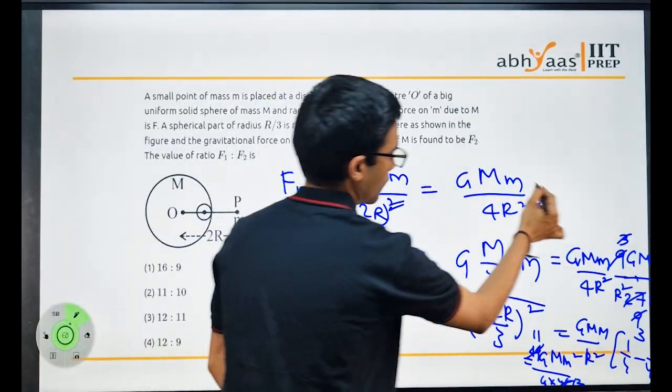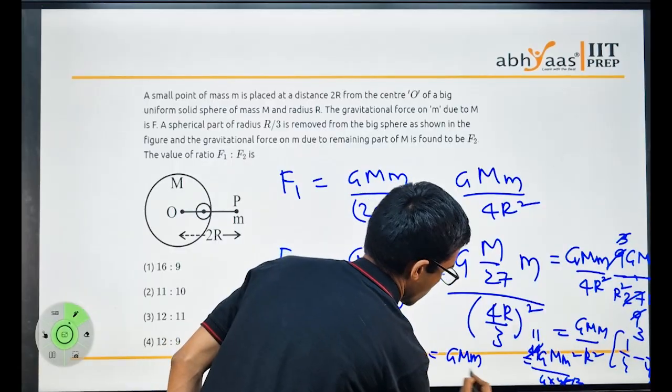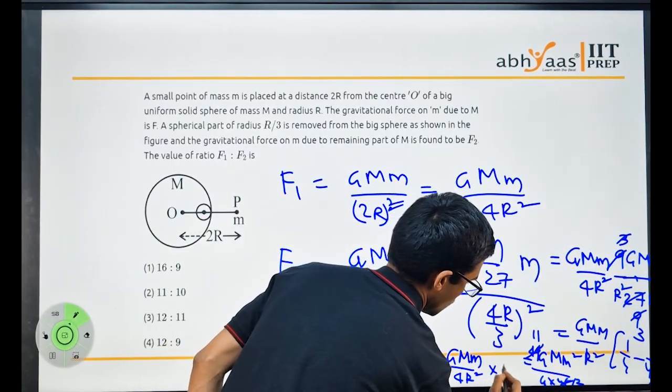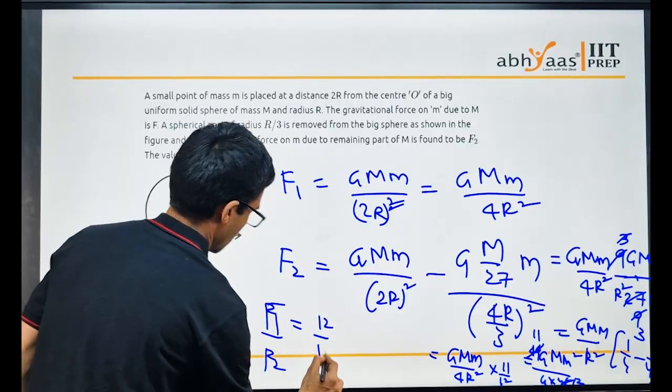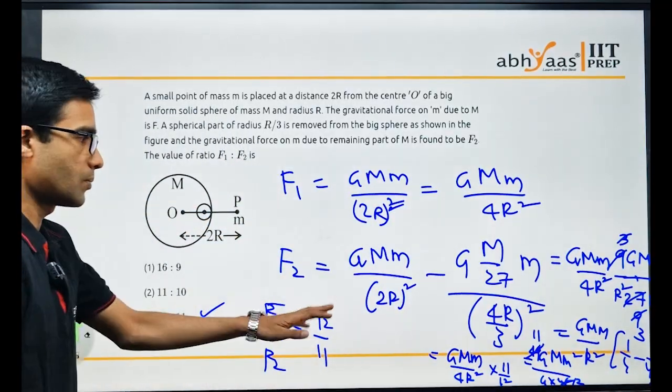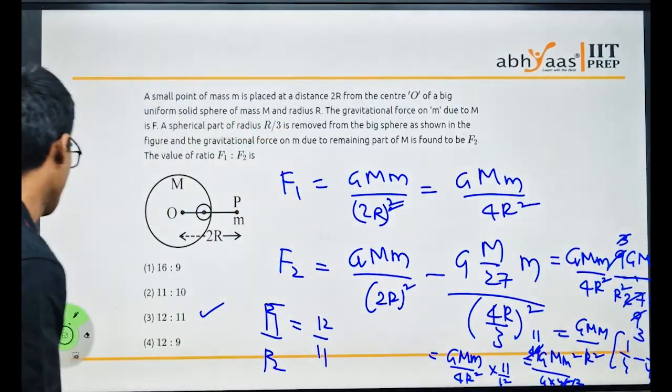Why? If you take GMm by 4r square common, into 11 by 12, and if you divide this one, you will get 12 by 11. So this is the answer. So simple calculation. You need to do a little bit of calculation on this one, and then you will get the answer.